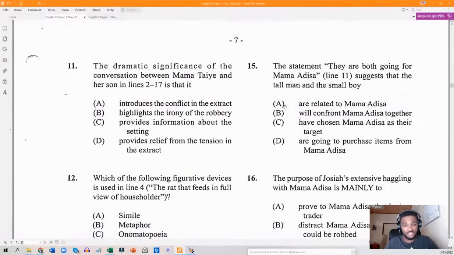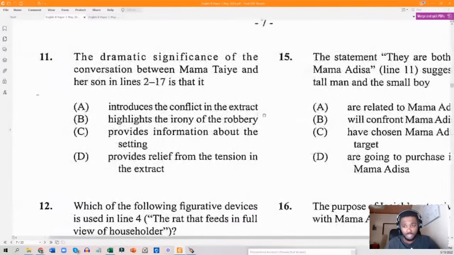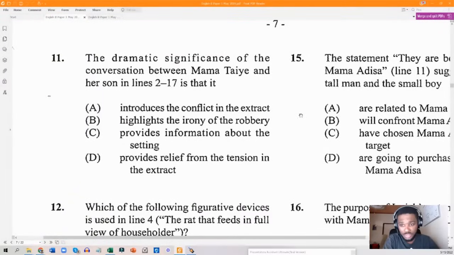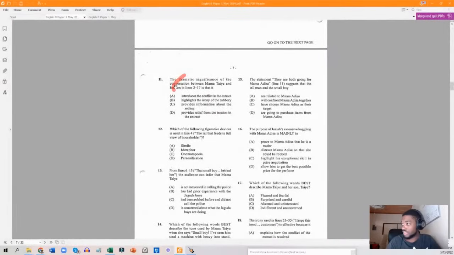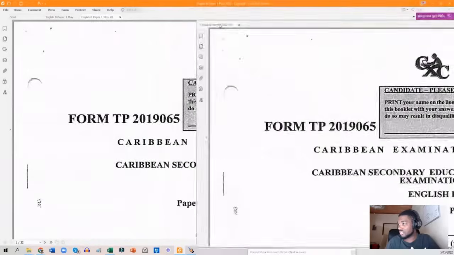So let's take a look at the first question here, number 11. So as usual, you can send your answers in the chat, and then I'll give you my suggested answer and explain. So number 11, that's where we are. The dramatic significance of the conversation between Mama Taiye and her son in lines 2 to 17 is that it does what? All right, so let's find those lines.